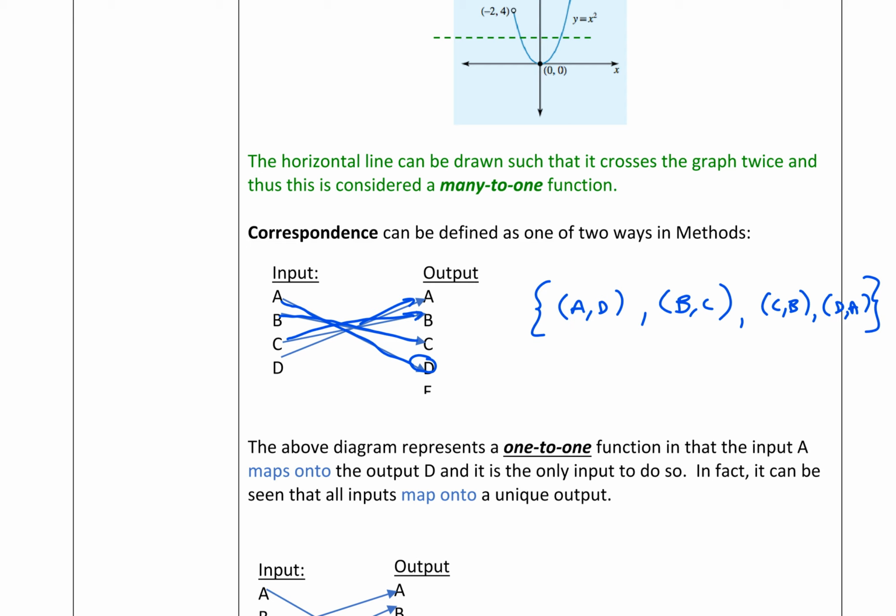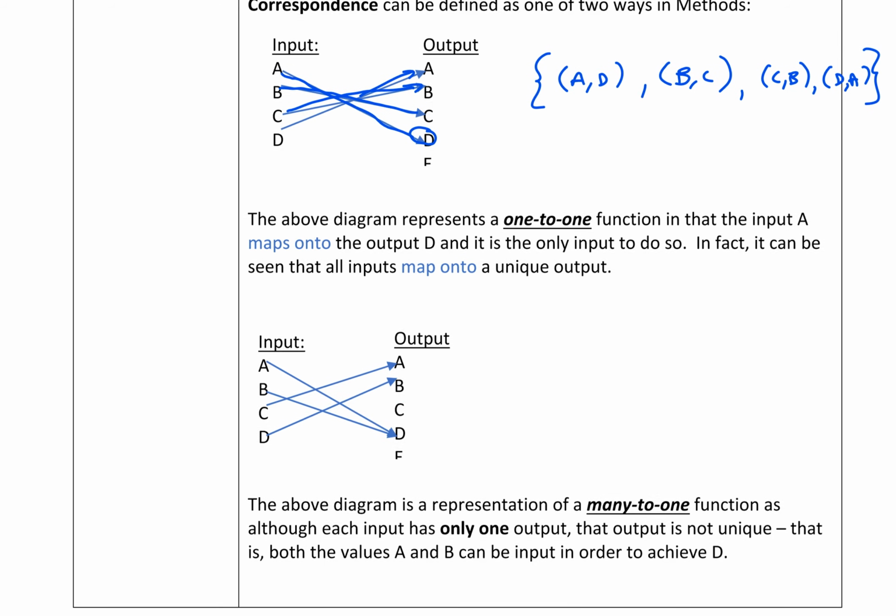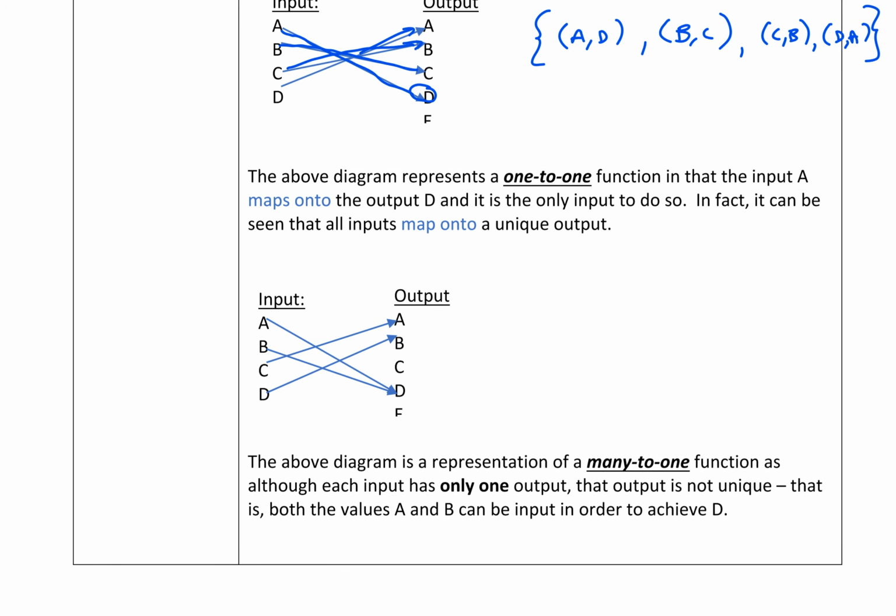Now, looking differently here, we can see that in this case, A gives me D, but B also gives me D. And so if I thought about this in terms of ordered pairs, I've got AD, I've got BD, I've got C onto A, so C maps onto A, and D maps onto B.